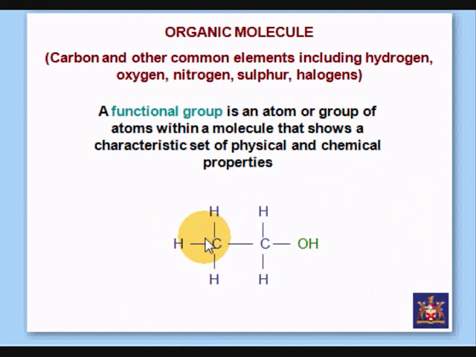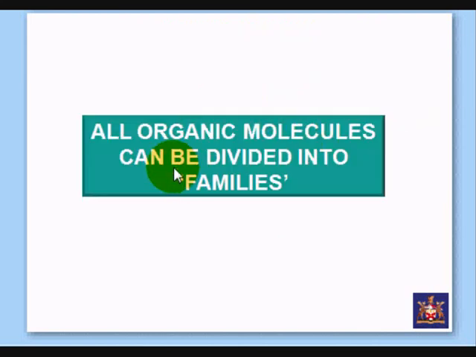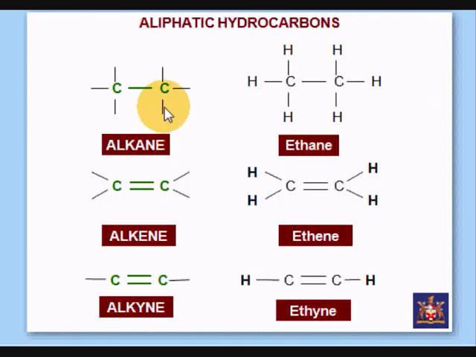Okay, so the functional group then within a molecule is an atom that shows a characteristic set of physical and chemical properties. And so all organic molecules can be divided into families. So for example, we've got our alkanes and our alkenes and alkynes, a single bond in between, a double bond, and this should be a treble bond here. And an example would be ethane, ethene, and ethyne for the three different types. An example out of each of these families.